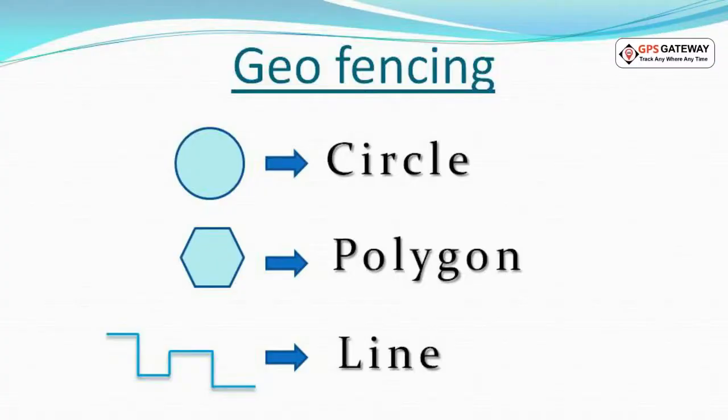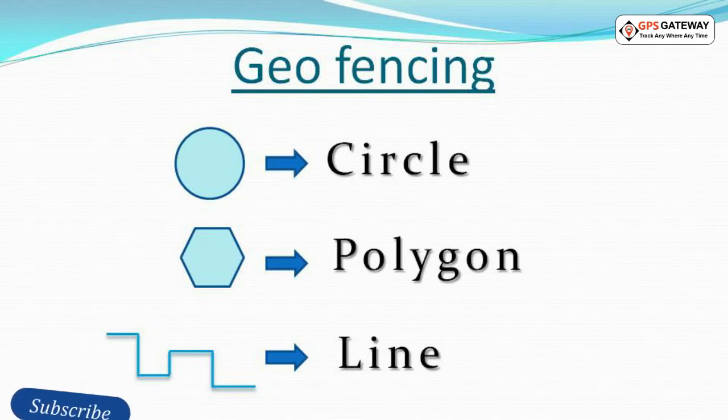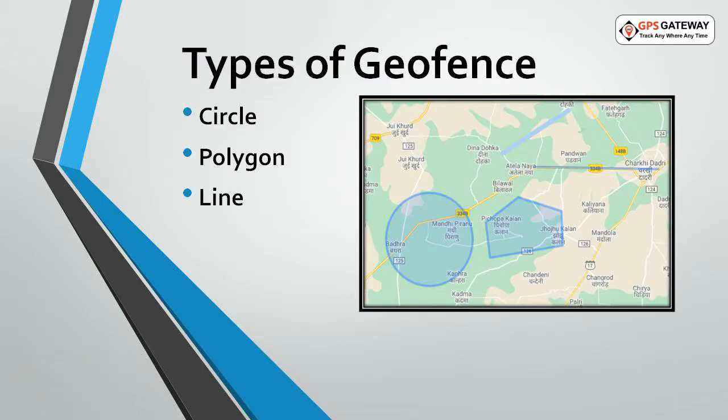You can draw three types of geofence on the map: circle geofence, polygon geofence, and line geofence. For your help, these are shown on the screen. Circle geofence is round in structure and has a radius. You can increase or decrease the size of the circle geofence as per your convenience.